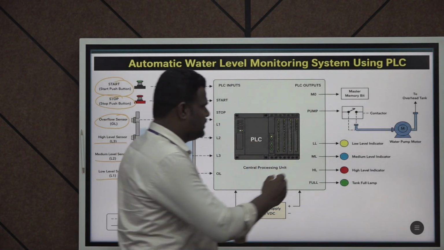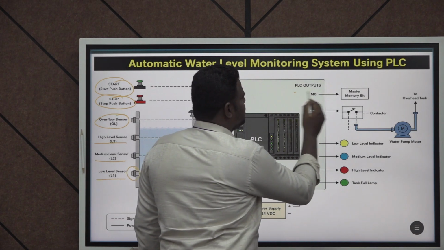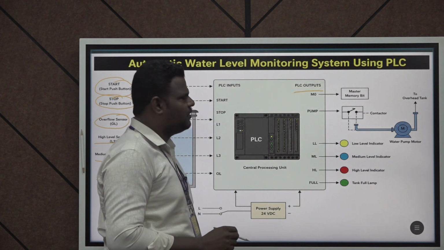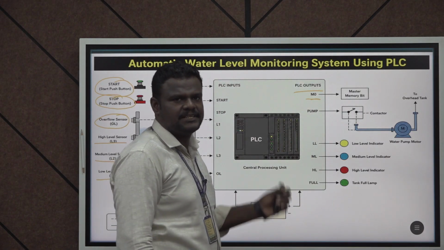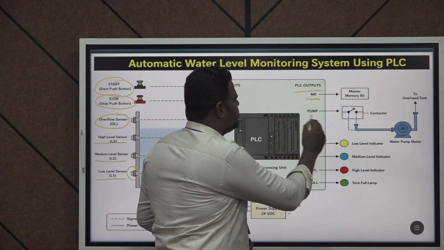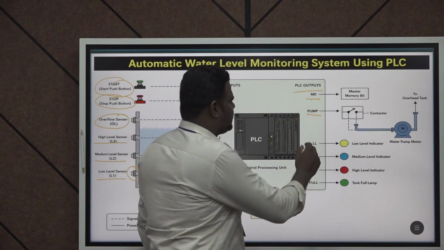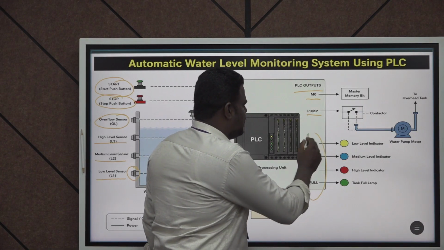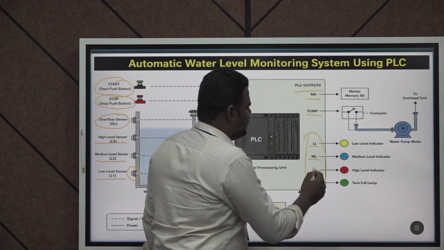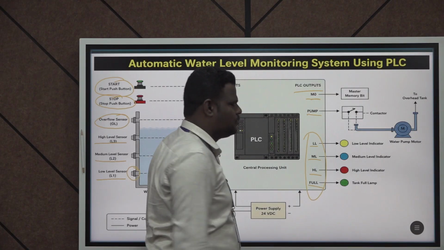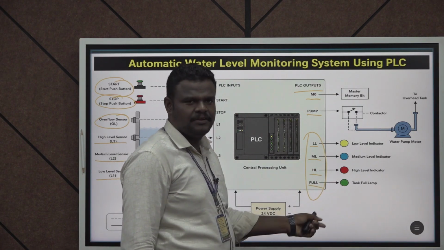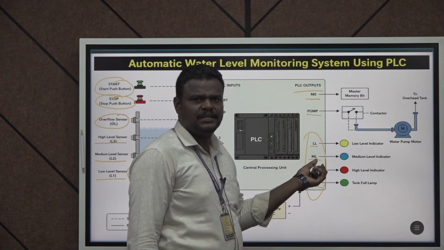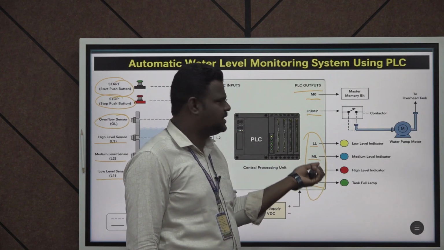Then these are all the outputs associated with the automatic water level control. M0 is the master memory bit, which is used to latch the entire system. Then the pump is the main output element. Then these are the indicators: low level, medium level, high level, and full. Indicators are nothing but lamps, which are used to indicate the level.